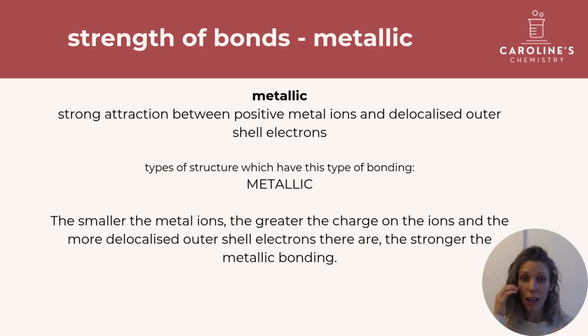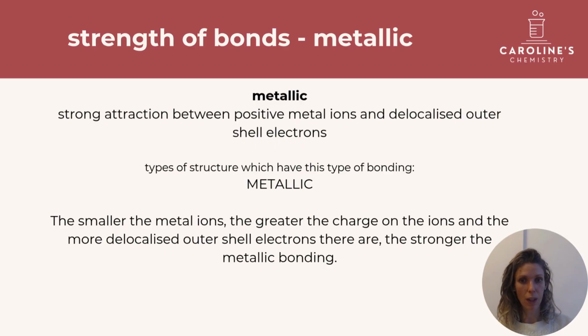However, with metallic bonding, if you have a greater charge on the ion, then that ion has also lost more electrons that are now delocalized throughout the structure. And the more delocalized outer shell electrons you have, again, the stronger the metallic bonding. So all 3 of those contribute: the size of the ion, the charge on the ion, and the number of delocalized electrons. If you have a smaller ion, a greater charge, and more delocalized electrons, that's what gives you stronger metallic bonding.